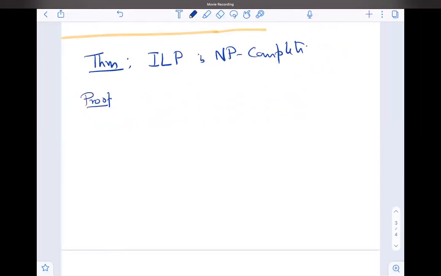Sir, maybe SAT we can use. Somehow we can relate ILP to SAT and then try. Right. One thing to notice: first of all, ILP is in NP. I am not proving it. You guys have already discussed this earlier.